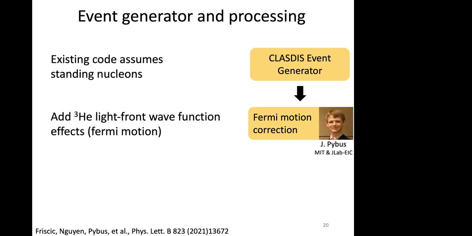And I would like to give credit for this task to our student, he is a PhD student at MIT, Jackson Fiber. He spent a lot of time making this generator for this study. So we call this generator the Fermi generator. This step to update the current generator, we call it the Fermi motion correction.